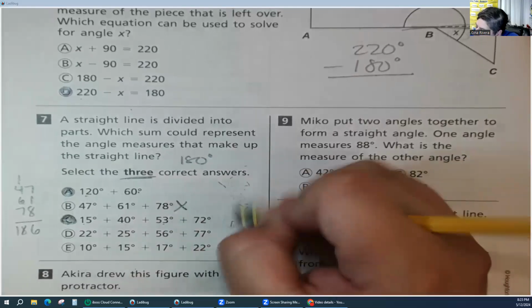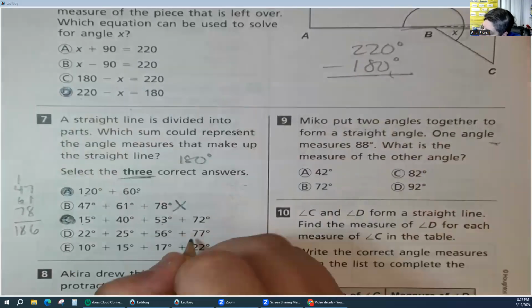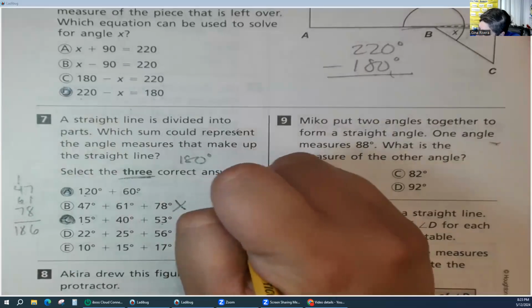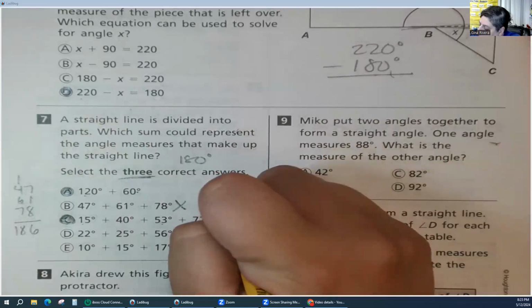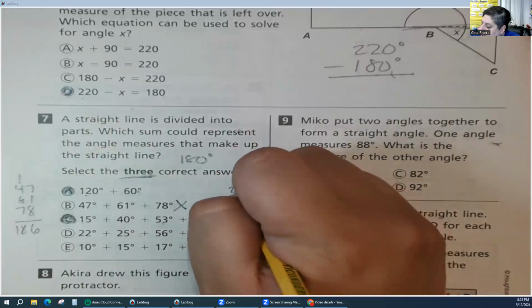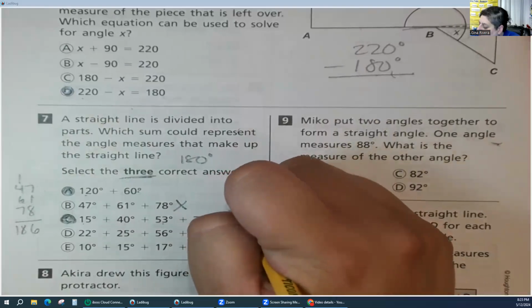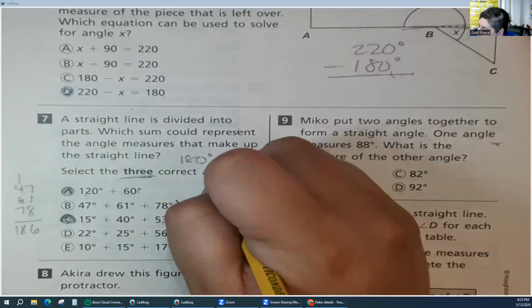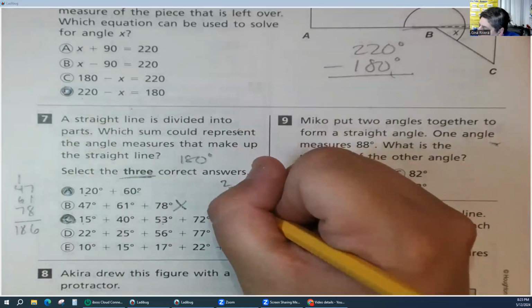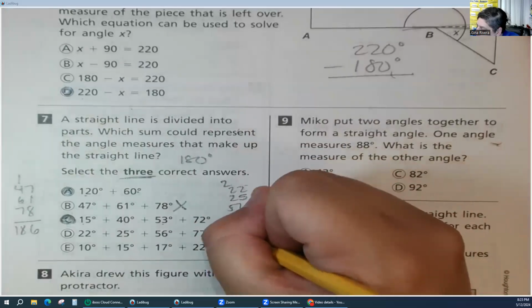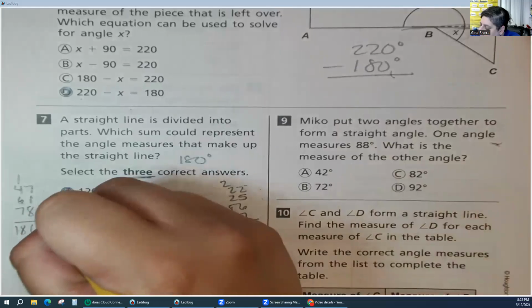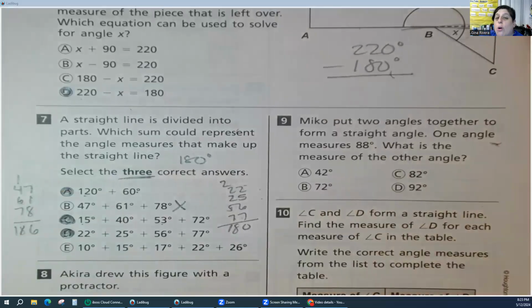I'm running out of room, so I'm going to erase, but that's okay. I'm going to try D, 22, 25, 56, and 77. 2 and 5 make 7, 7 and 6 make 13, 13 and 7 make 20. I carry 2, 2, 4, 6, 11, 11 and 7. Look at that. That's 3 answers, but I should always double check.